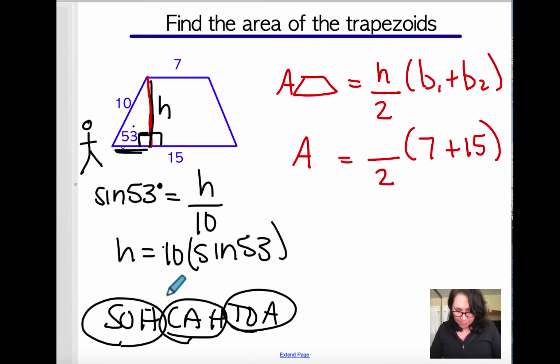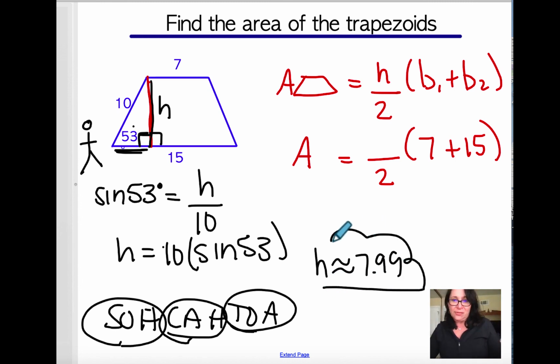And so I'm going to do that on my calculator and go sine of 53 degrees. Make sure you're in degrees. Sine of 53, and then multiply that value by 10. I get 7.99. So my height is about 7.99. Well, that's not the answer, right? This is just our happy place because we found the height.